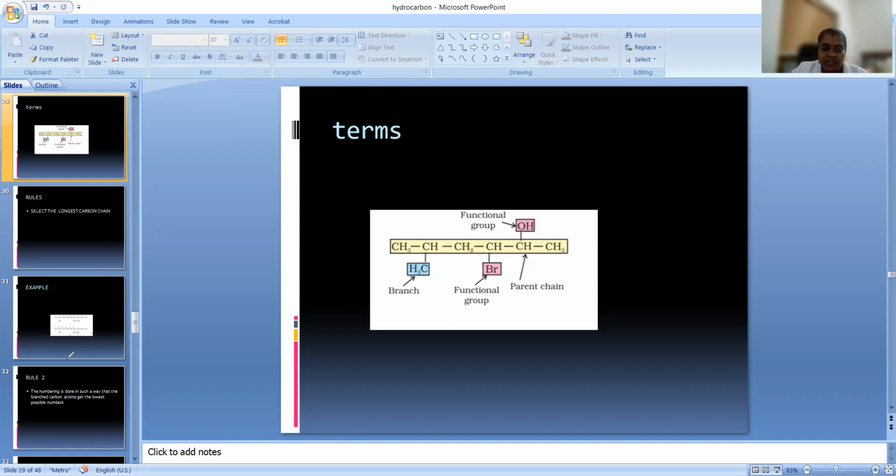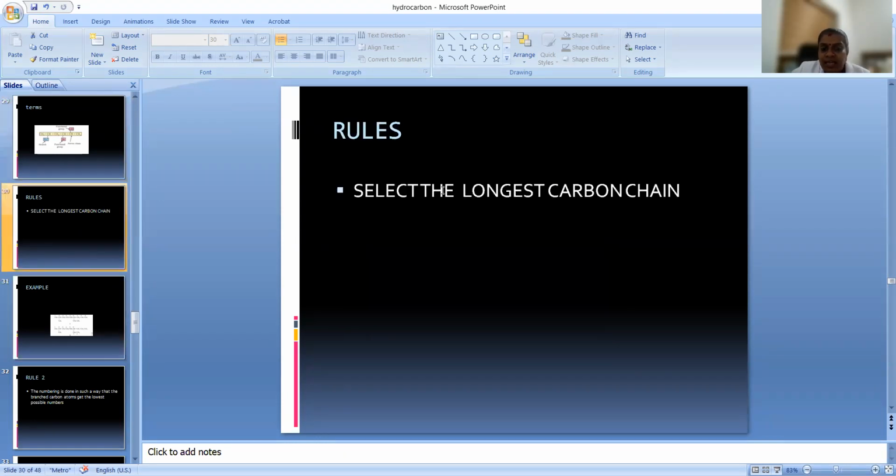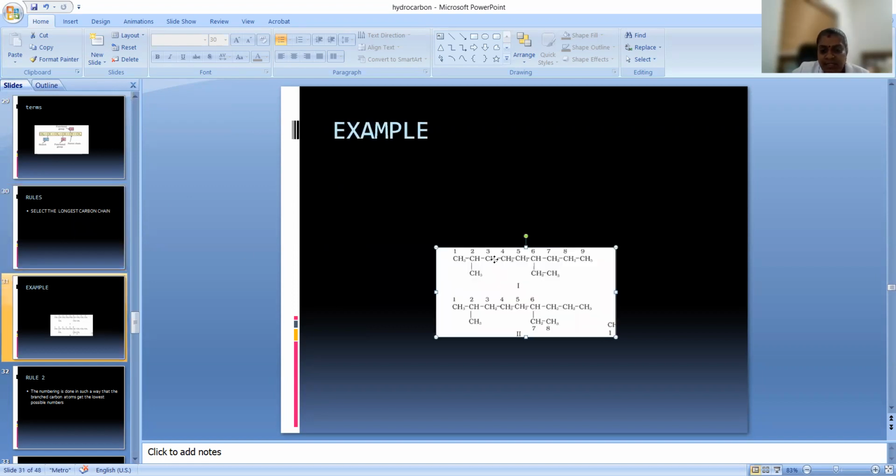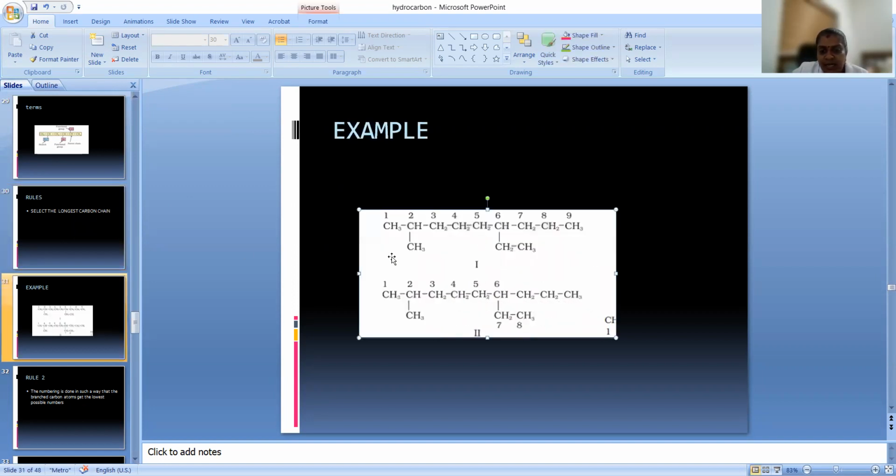Let us see the first rule. What is the rule? Select the longest carbon chain. Let us see this example. Here you can see that if you number it from this side, 1, 2, 3, 4, 5, 6, 7, 8, 9, you will get 9. But if you are numbering in this way, we will get 8 total carbon atoms in the chain.